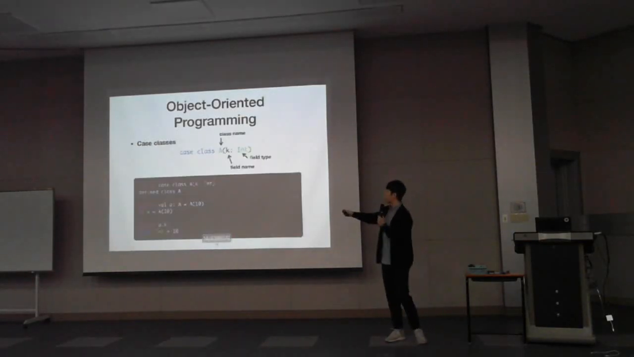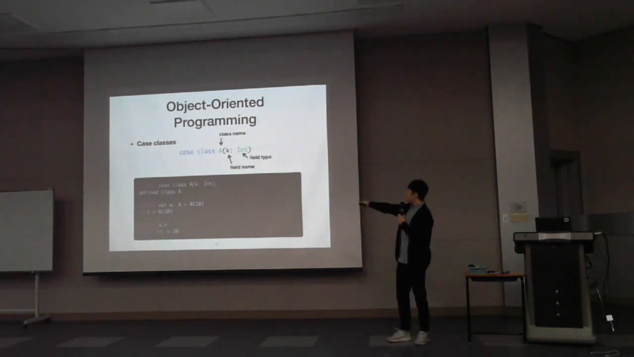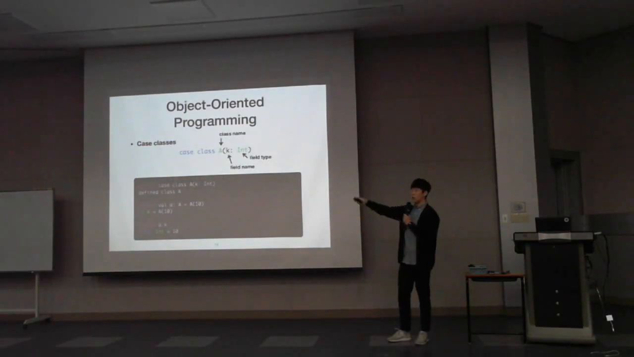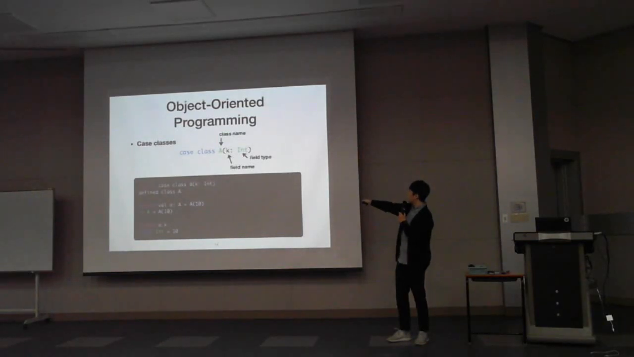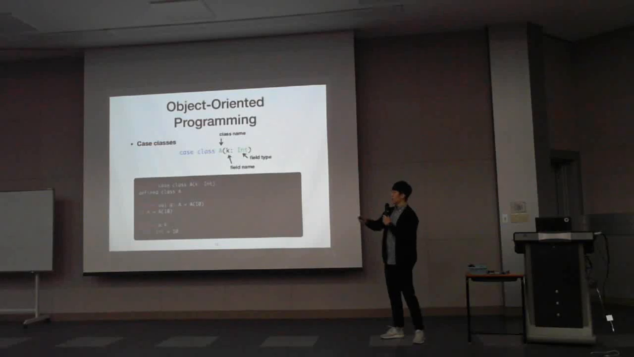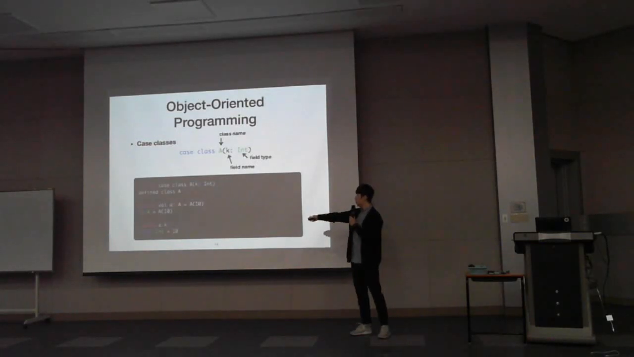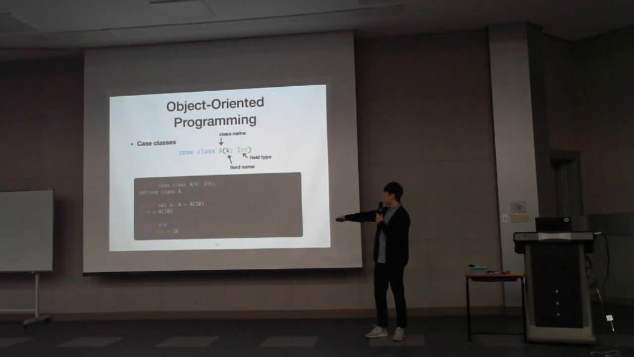So Scala also supports classes, especially case classes. Using the case class keyword, you can define case class capital A, and this part denotes the field. So this means field K has the type integer. With this line, you define type A, and you define the constructor name A. You can call the constructor using small rounded brackets like that. So you can create an object with type A like that.